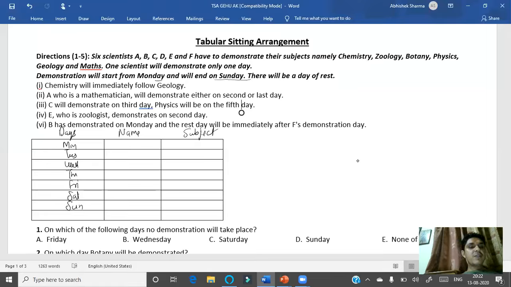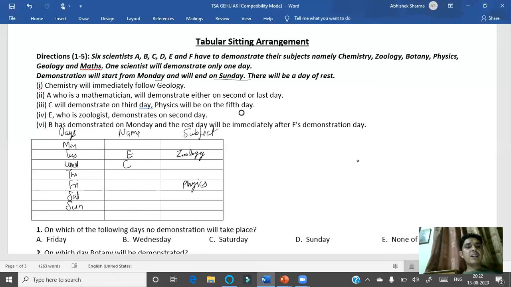After that, third statement, C will demonstrate on third day. So third day is Wednesday, so we can put C here. And physics will be on fifth day, so we can put the physics on fifth day. So fifth day will be Friday, so physics can be here. Thereafter, fourth statement is E, who is a geologist, will demonstrate on second day. So E, second day is obviously Tuesday, and subject is geology, so we can put geology here, right?